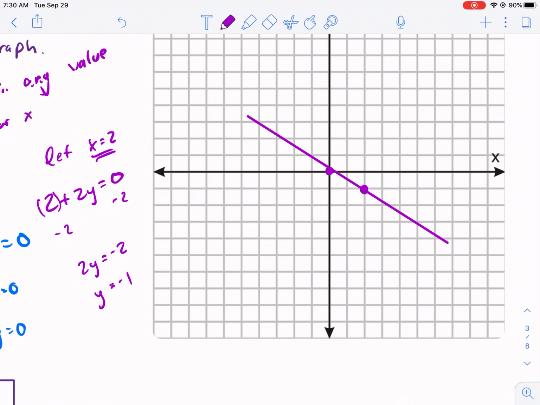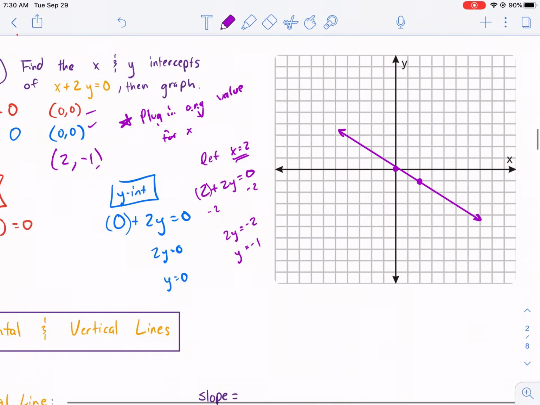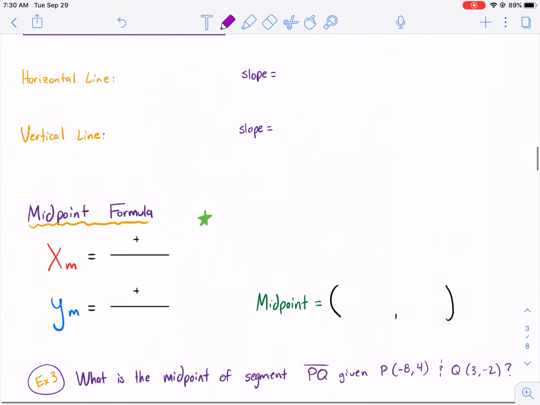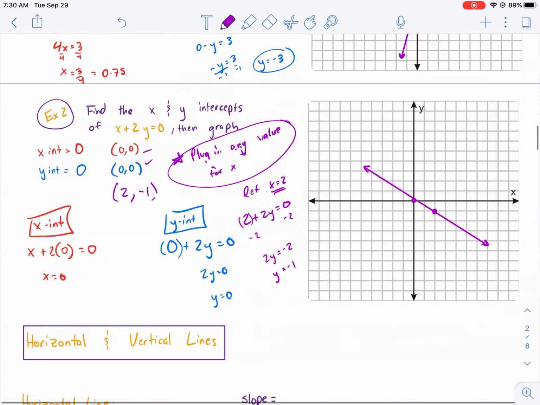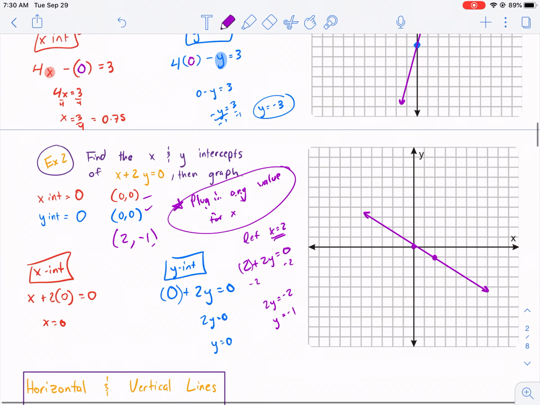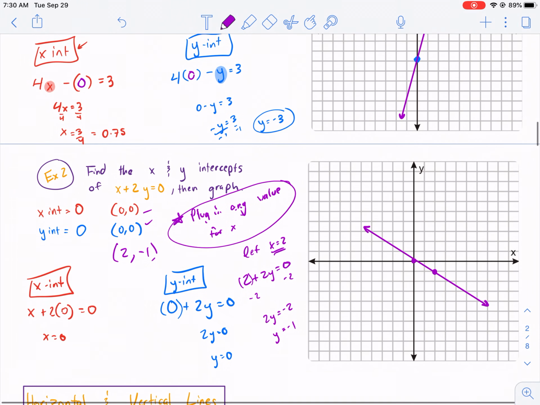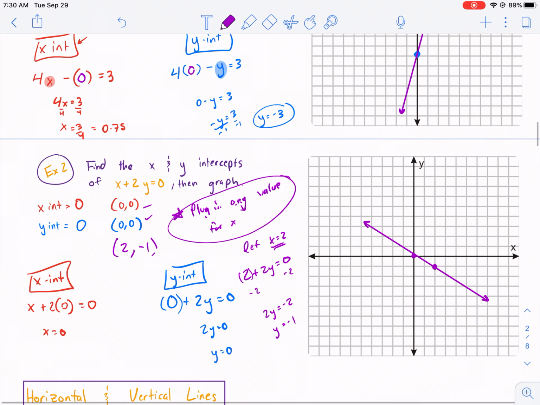Okay, and that's how you do it in standard form. If you get both at the same location, you just need to find any other point by plugging in any value for x. Okay, next time we're going to talk about vertical lines, midpoint formula, and so on. You'll see it. And yeah, so this is part 2 of this. This is a long section, but thank you for watching, and I'll see you next time.